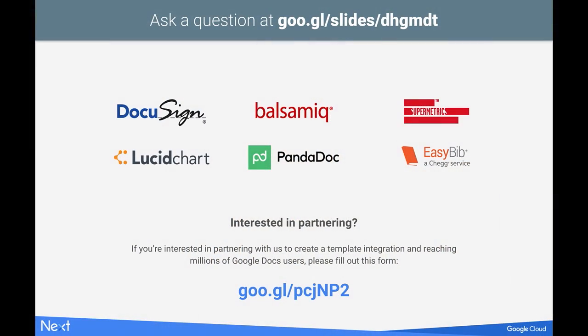Otherwise, template integrations will be coming out later this year, and we're super excited about the great set of launch partners we have for it. Partners including DocuSign, Balsamiq, Lucidchart, Supermetrics, PandaDoc, and EasyBib. So with this new integration, Lois was able to successfully get signatures that she needed on her sales order form, launch her new product, and help her company grow wildly.